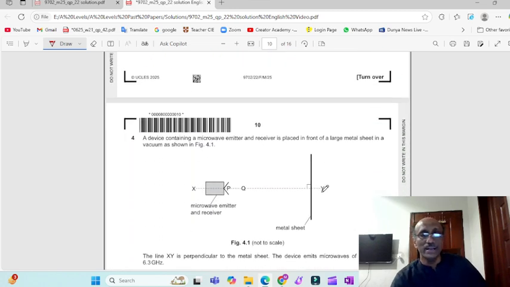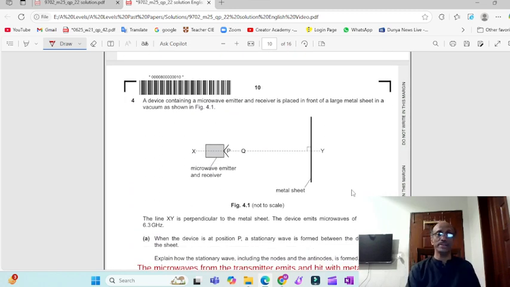And then the last question related to this video is related to the waves. A microwave is an electromagnetic wave. All electromagnetic waves travel with the speed of light, which is 3.0 into 10 raised to the power 8 meters per second. So you have to remember this thing.